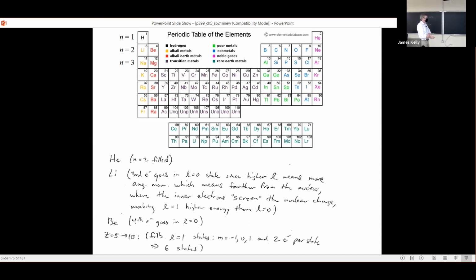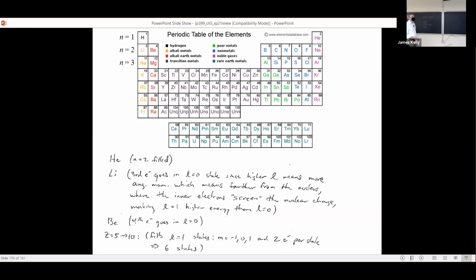Okay, so the L equals 1 energies, by this very hand-wavy argument, should be slightly higher than L equals 0. So when we're filling up the n equals 2 row, we're going to fill up the L equals 0 state first, and then the L equals 1 state. So lithium, we get 1 electron in the L equals 0 state, and then for beryllium, we get the second one in the L equals 0 state, and then we start filling up the L equals 1 states.